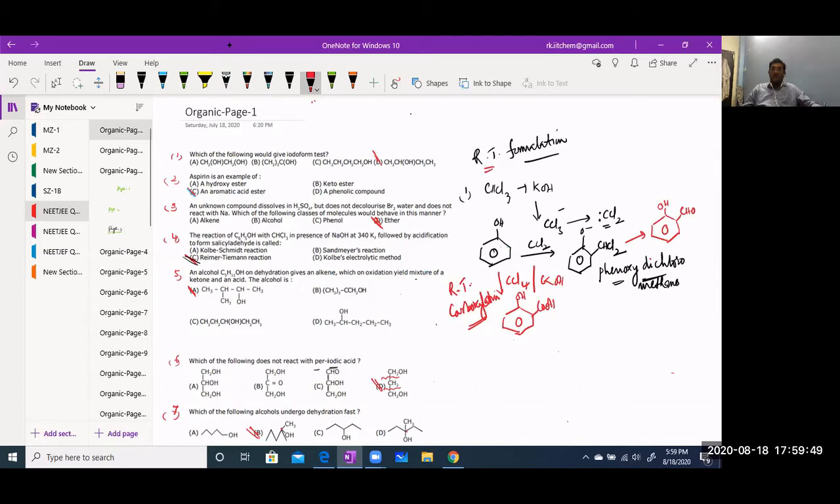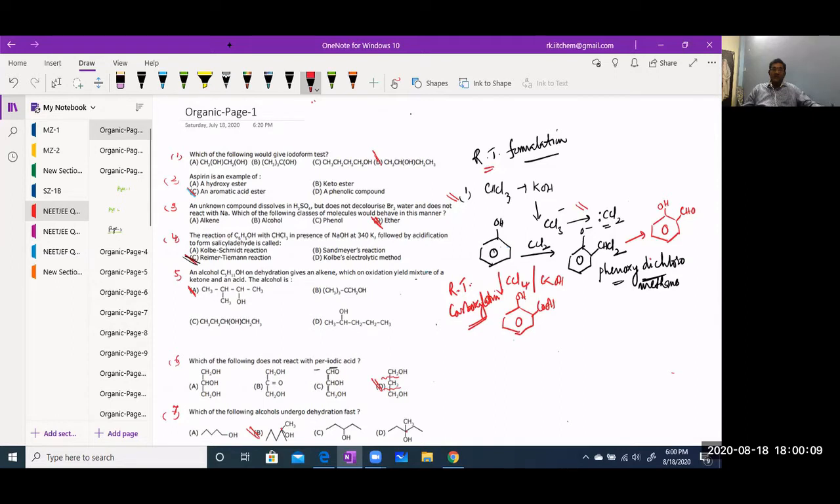And two more questions we have also done here. The attacking species is dichlorocarbene here. The attacking one is CCl3, and that gives rise to the Reimer-Tiemann carboxylation reaction.